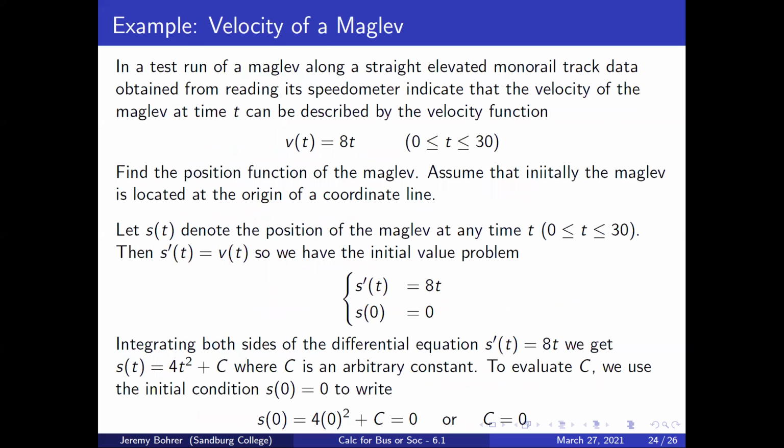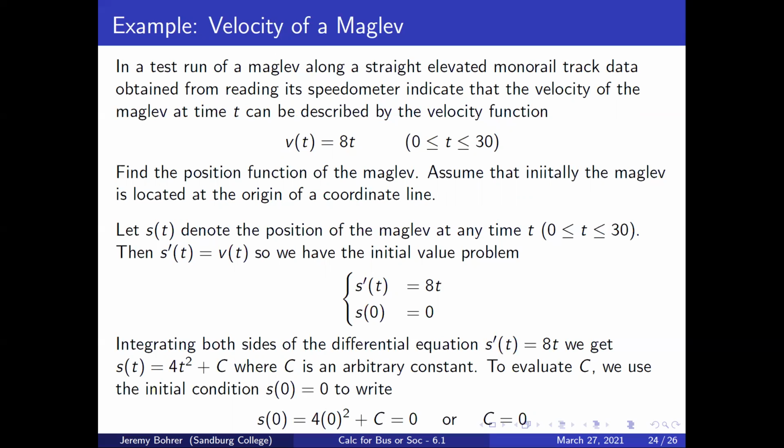In a test run of a maglev along a straight elevated monorail track, data obtained from reading its speedometer indicate that the velocity of the maglev at time t can be described by the velocity function v of t equals 8t for 0 less than or equal to t less than or equal to 30. Find the position function of the maglev. Assume that initially the maglev is located at the origin of a coordinate line.